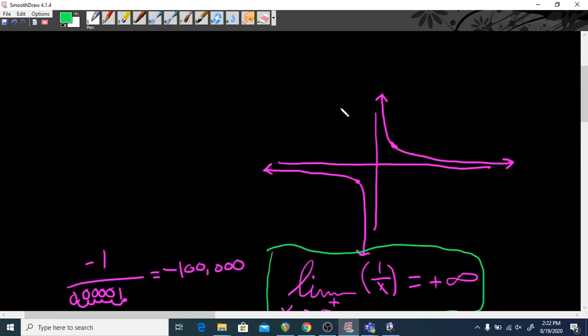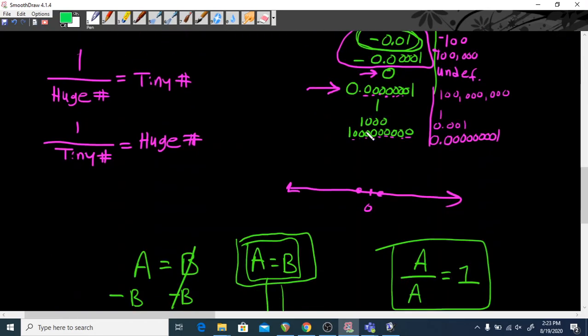Okay? So this is what division by 0 looks like. Particularly these arrows, particularly this part of the function. This part and this part capture what happens when we try to divide by 0. We get completely inconsistent results.